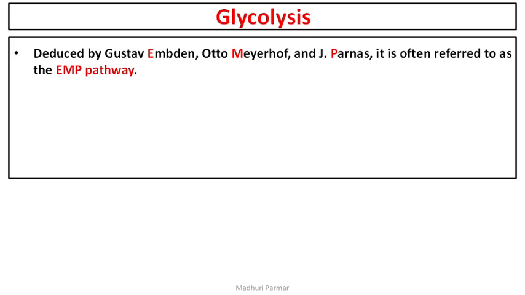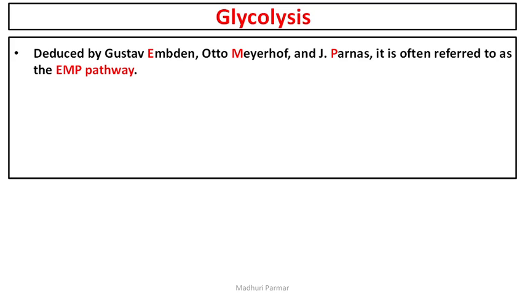So this glycolysis process was deduced, meaning somebody discovered it, somebody found out the pathway. Who did this? It was done by Gustav Embden, Otto Meyerhof, and J. Parnas. So there were three people who found out the whole process. Using their initials, the glycolysis pathway is also known as the EMP pathway. If somewhere instead of glycolysis it is mentioned EMP, do not be worried. It is the same pathway.